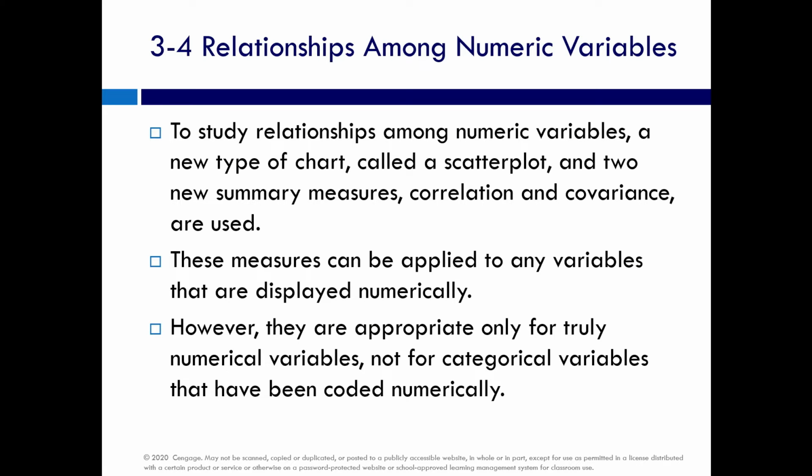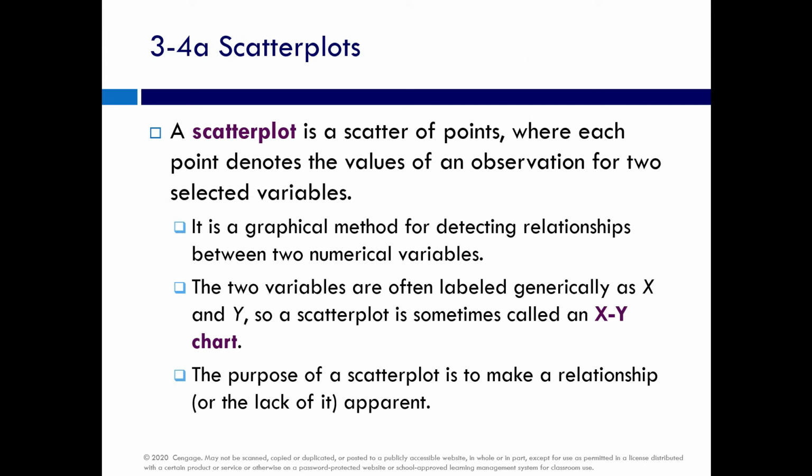Relationships among numeric variables. To study a relationship among numeric variables, a new type of chart called a scatter plot and two new summary measures, correlation and covariance, are used. These measures can be applied to any variables that are displayed numerically. However, they are appropriate only for truly numeric variables, not categorical variables that have been coded numerically.